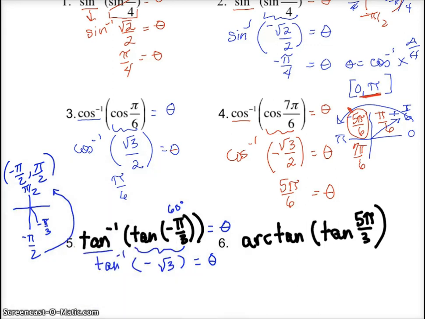So to evaluate inverse tangent of negative root 3, because the value is negative, we will go to quadrant 4. And in quadrant 4, tan equals negative root 3 at negative pi over 3.